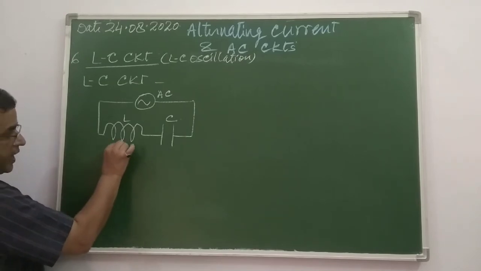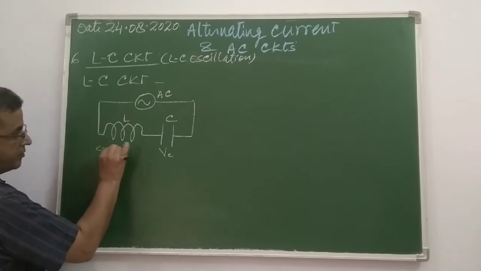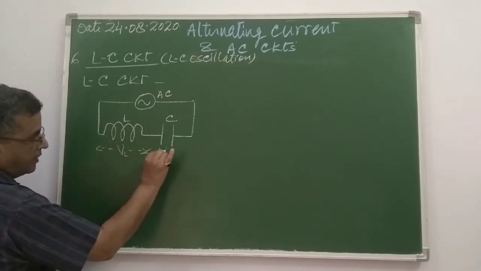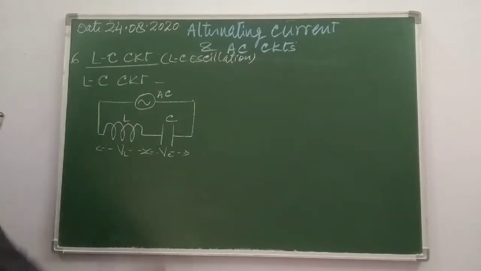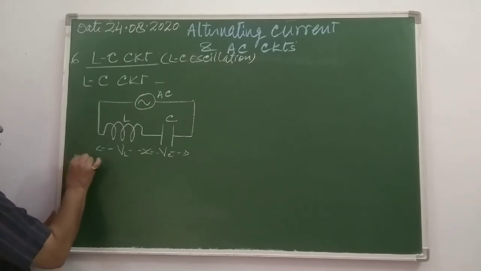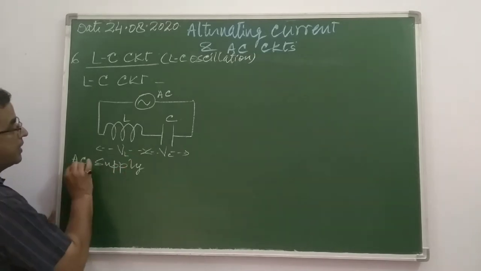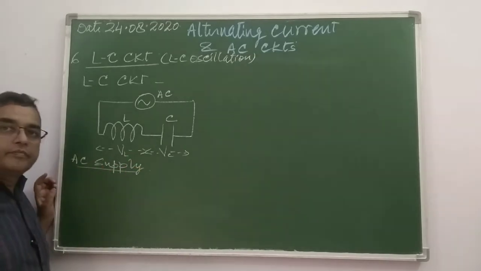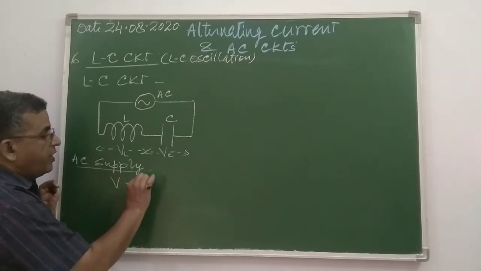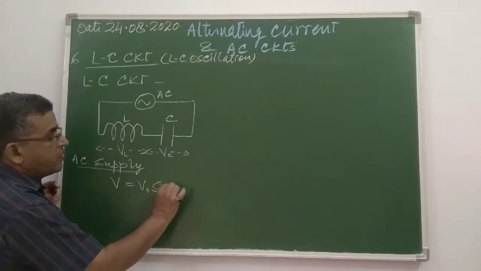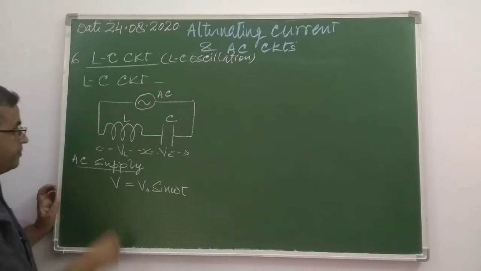The voltage across L is VL, voltage across C is VC. So this is the LC circuit. The AC supply of this circuit, that is V equal to V naught sin omega t. So this AC supply is connected across this circuit.